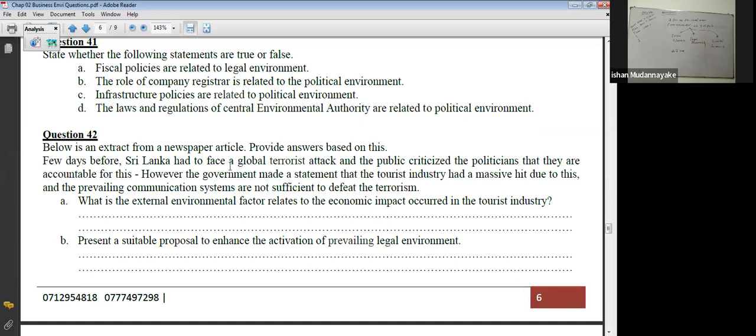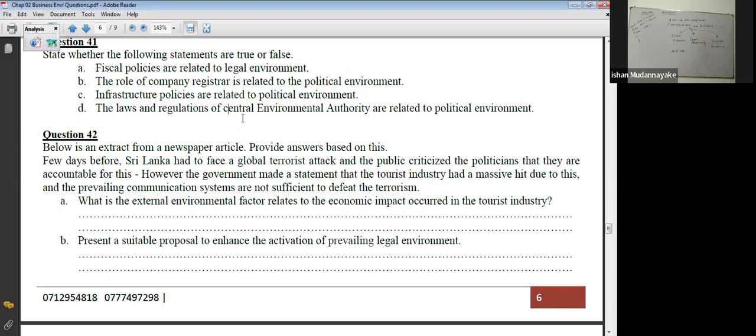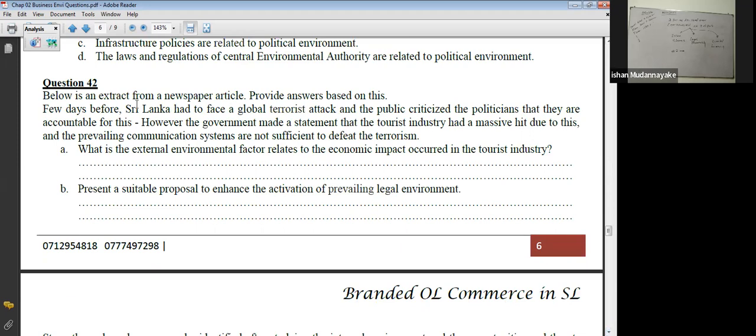Question number 42 of the paper, workpack 2. Below is an extract from a newspaper article. Provide answers based on this.